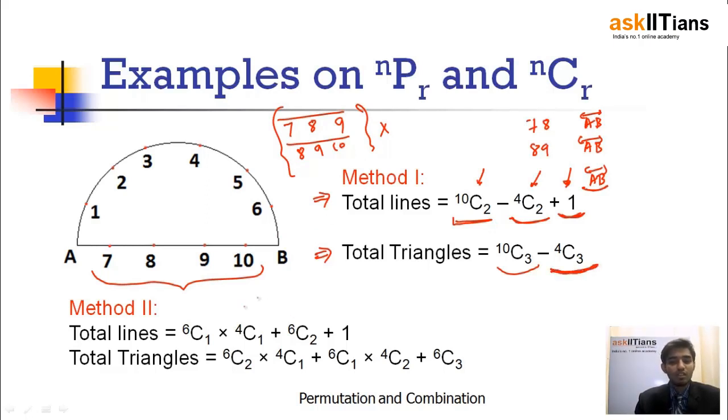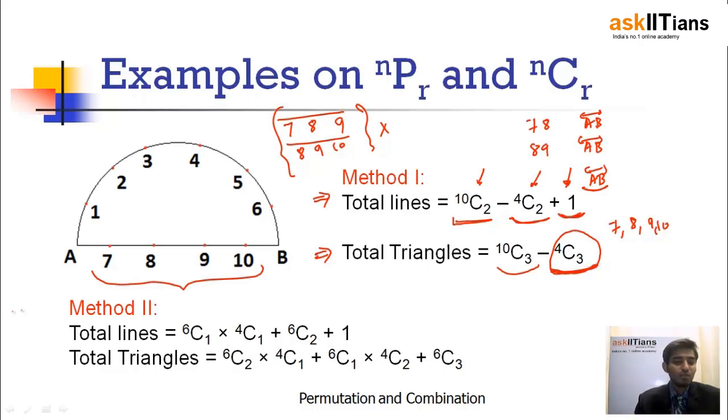Now how many such cases are possible? If I choose any 3 points out of these 4 points, out of 7, 8, 9, 10, I will get a straight line instead of a triangle. So I will have to remove those cases. So minus 4C3. So the total triangles that are possible will be 10C3 minus 4C3.